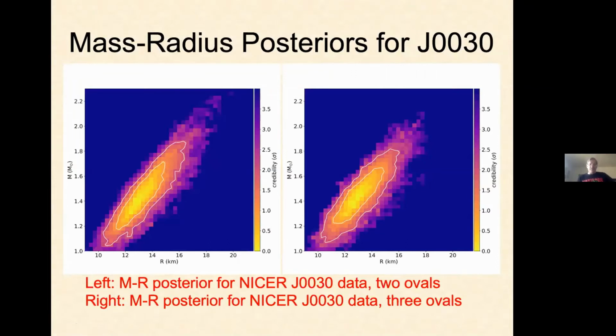Here we have our first representation. We're looking at mass versus radius, and this is consistent with the way that things are usually presented, radius on the horizontal axis. On the left we have the mass radius posterior, where the inner bit contains 68% or 1 sigma of the posterior probability, and the outer one contains 95.4% or 2 sigma. This is for 2 ovals, this is for 3 ovals. These are independent fits, and as you can see, they're completely consistent with each other. By the way, the color scale is the credibility, so the peak is the most yellow.